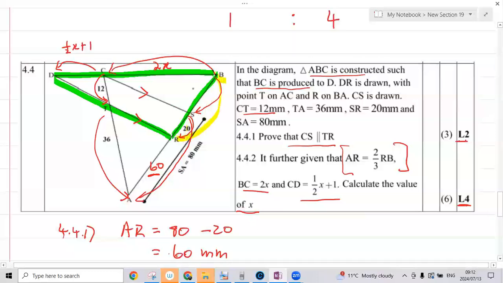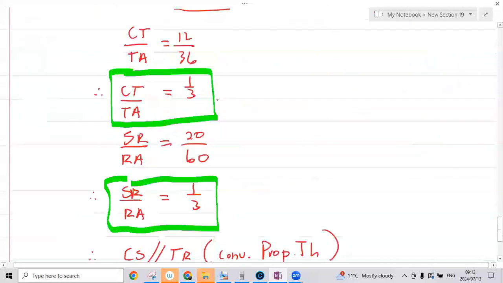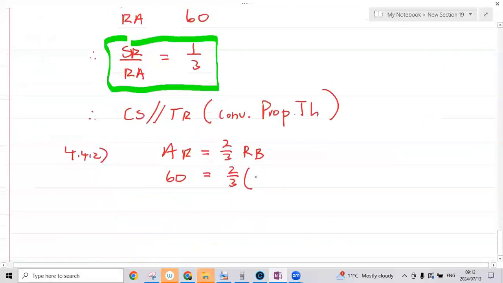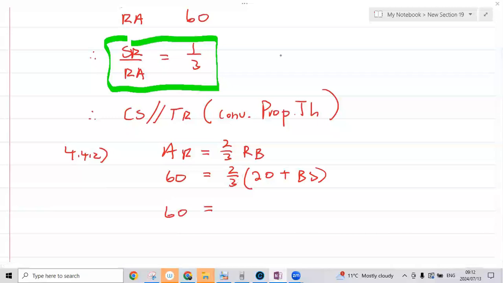So what's my aim? My aim here is to solve for BS, right? So therefore, it's going to be 2/3 of 20 plus BS. So I'm going to write down 20 plus BS. So that's going to be 60 plus. If I take 2/3 into the brackets, it'll be 2/3 times 20 is going to be 40/3, plus 2/3 times BS is going to be 2BS/3.